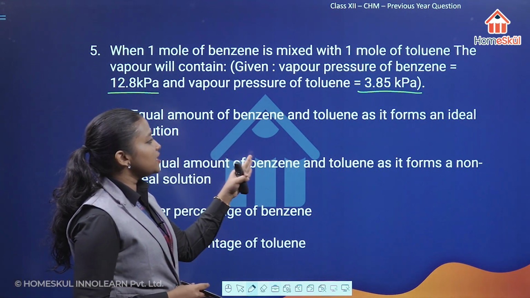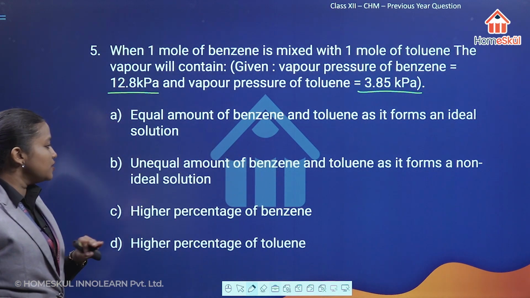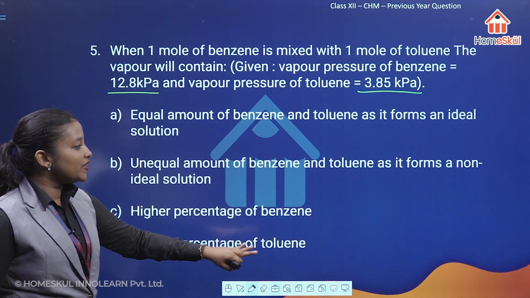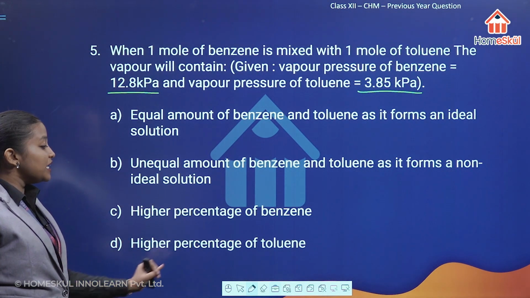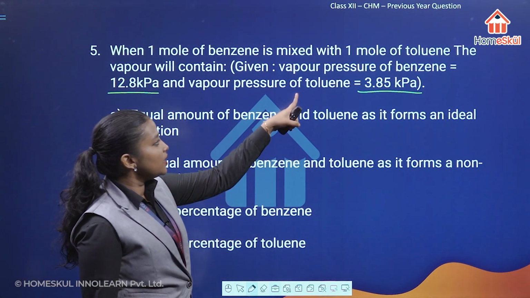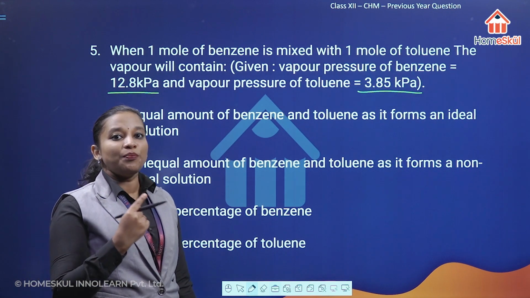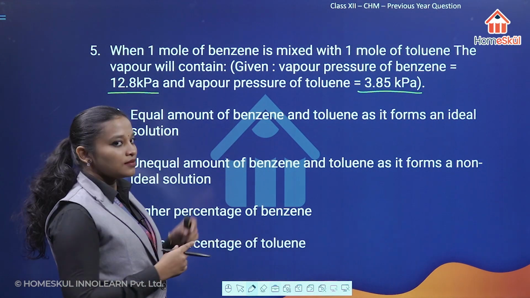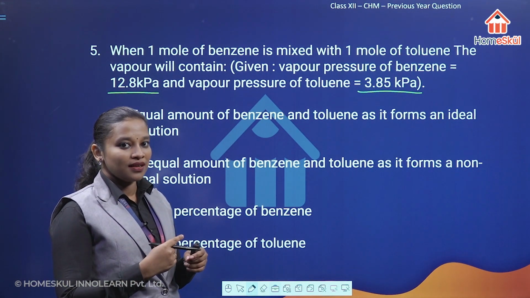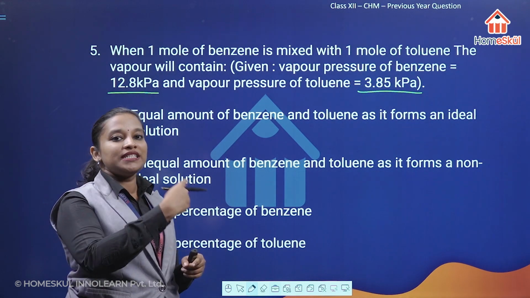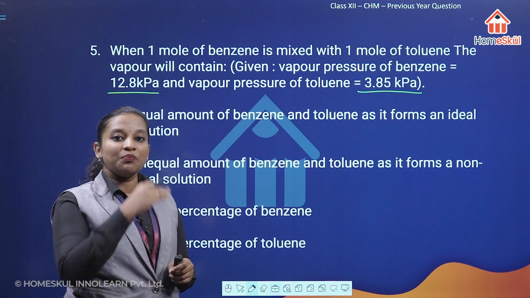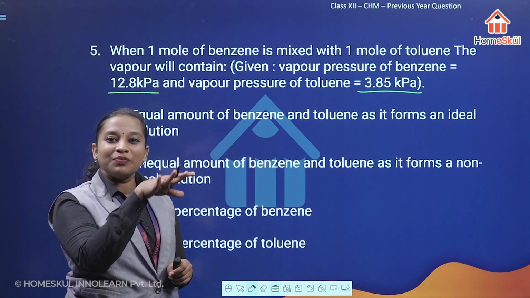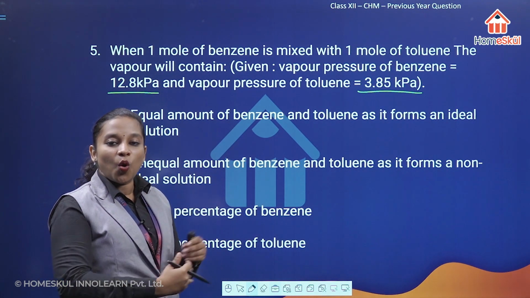Equal amount of benzene and toluene, as it forms an ideal solution. Unequal amount of benzene and toluene, as it forms a non-ideal solution. Higher percentage of benzene and higher percentage of toluene. So here we can see that the vapor pressure of benzene is more, right? That means benzene is more volatile in comparison with toluene. So the vapor pressure of benzene will be more, meaning more amount of benzene.